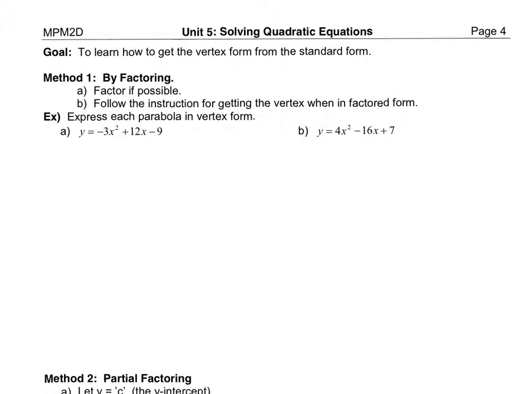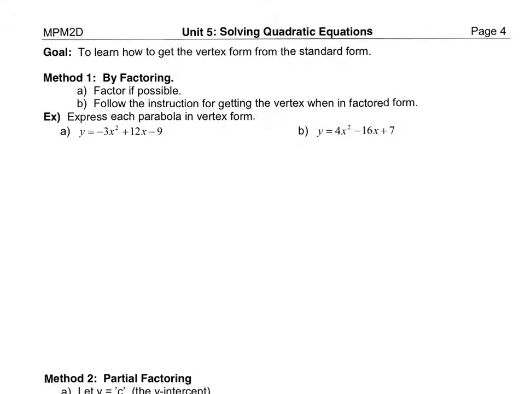So our new goal today is to learn how to get the vertex form from the standard form. We already know method number one from what we've done before. Method number one is just factoring. So we factor if possible, and then we follow the instructions for getting the vertex when it's in its factored form.